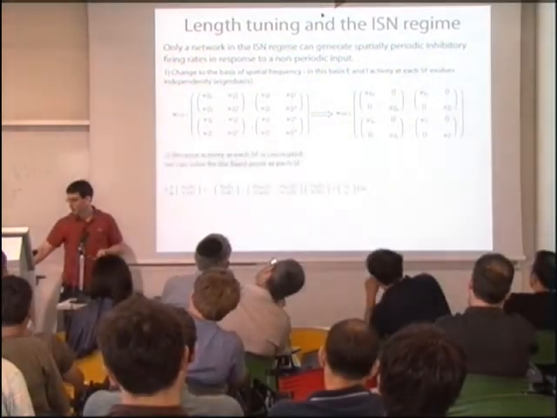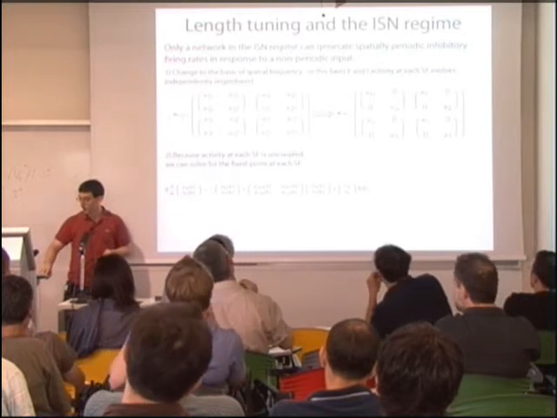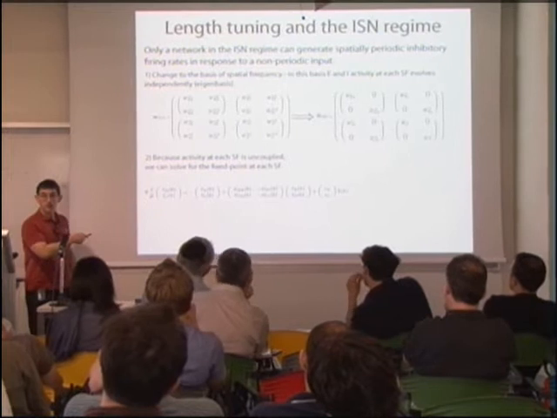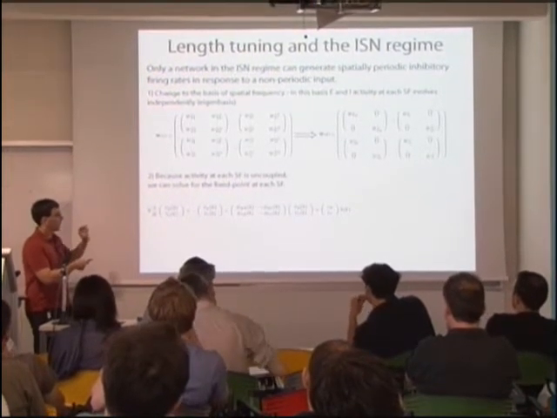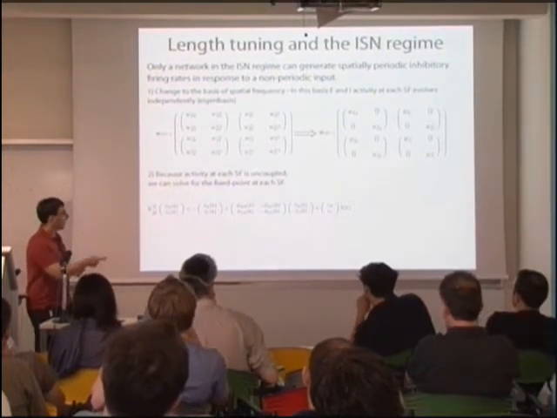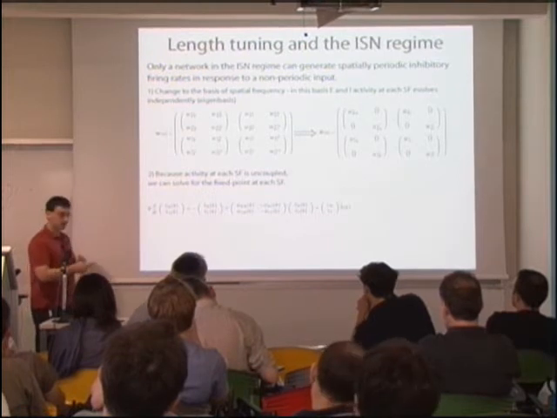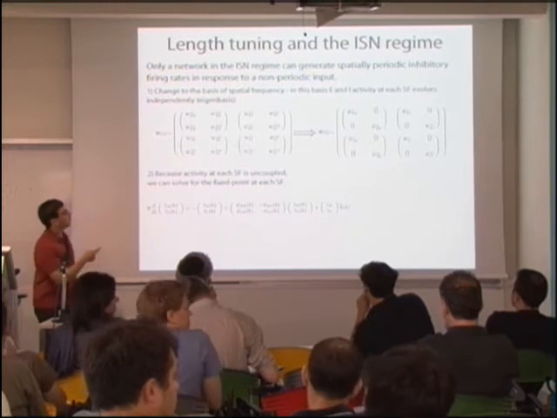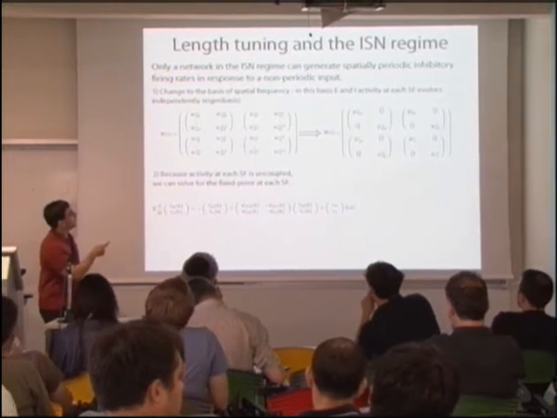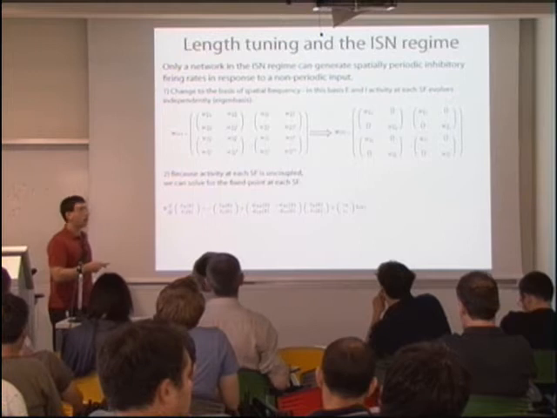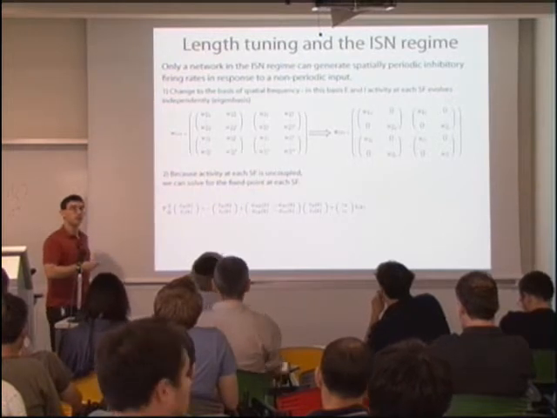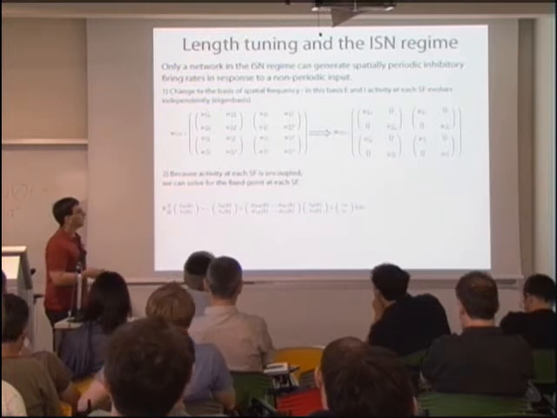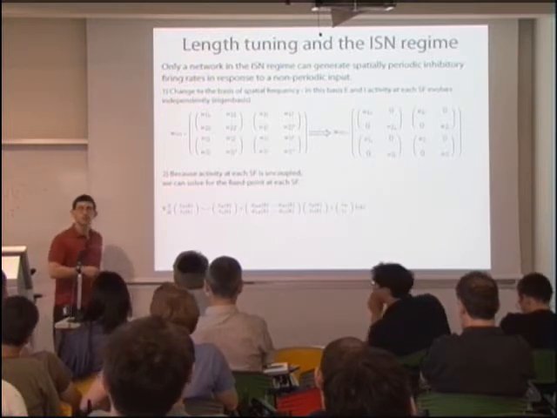And what that allows us to do is to rewrite the activity in terms of independent EI pairs of spatial frequency. So this is the excitatory inhibitory activity at each spatial frequency. And each one of these EI equations evolves independently. So here we have the same number of each, yeah. Yeah, that's a good question.